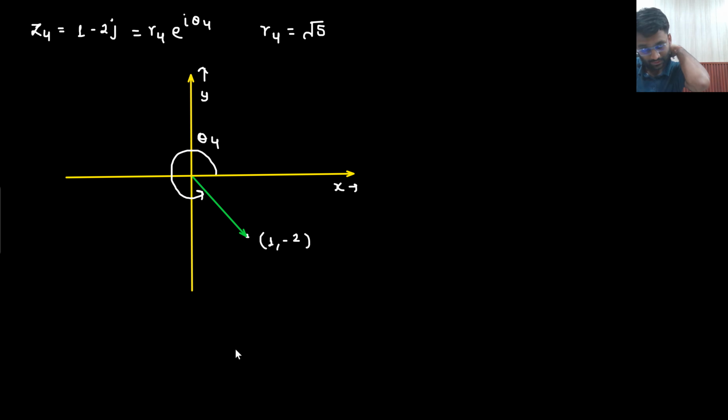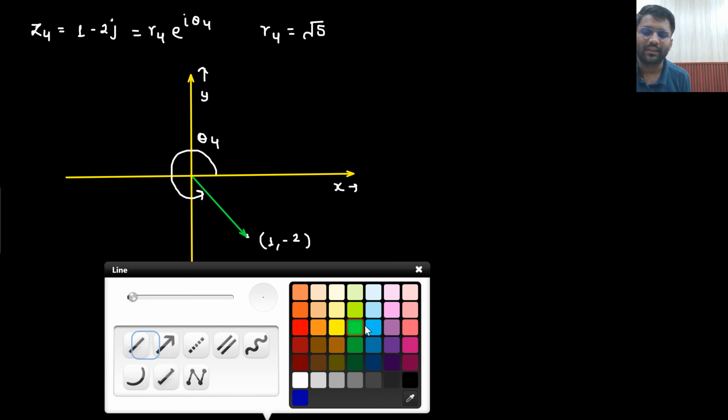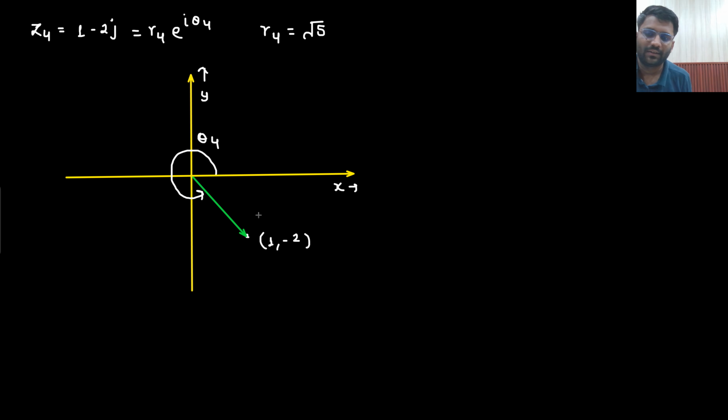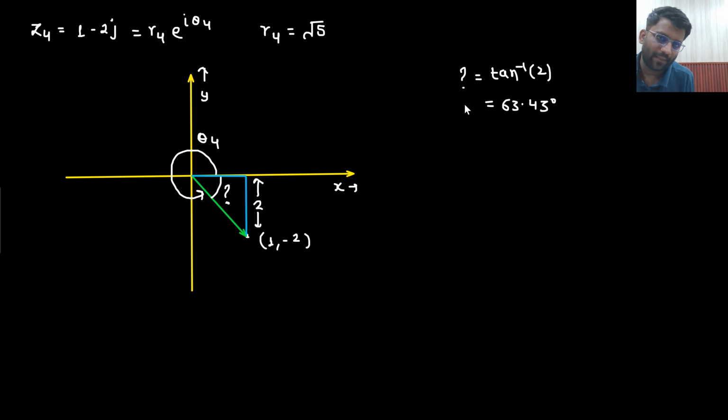Say yes or no. Can I find out this angle? It is moving for 1 here and 2 here. So this length is 2 and the other one is 1. So this angle is nothing but tan inverse 2, which is 63.43 degree. So this question mark is nothing but 63.43 degree.